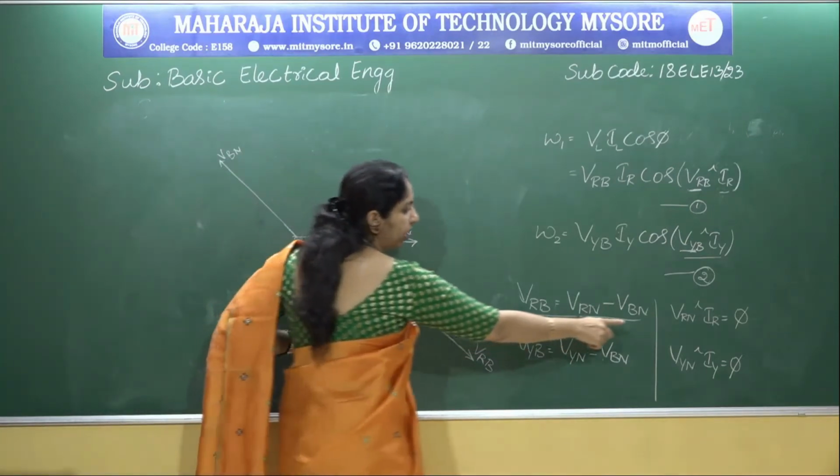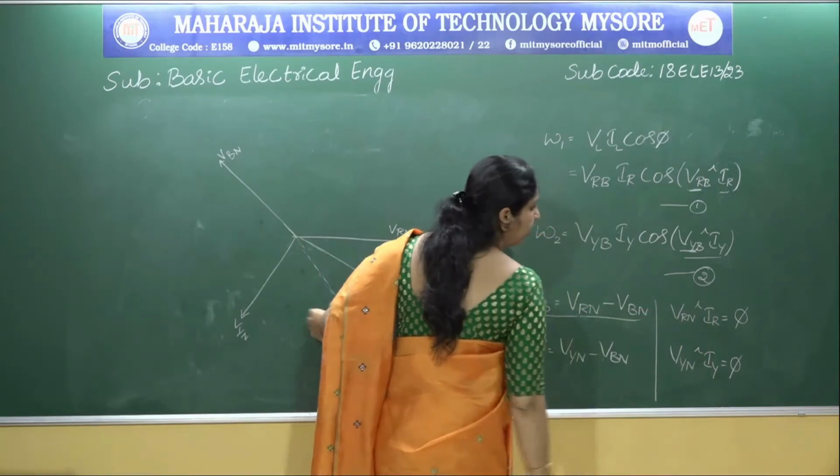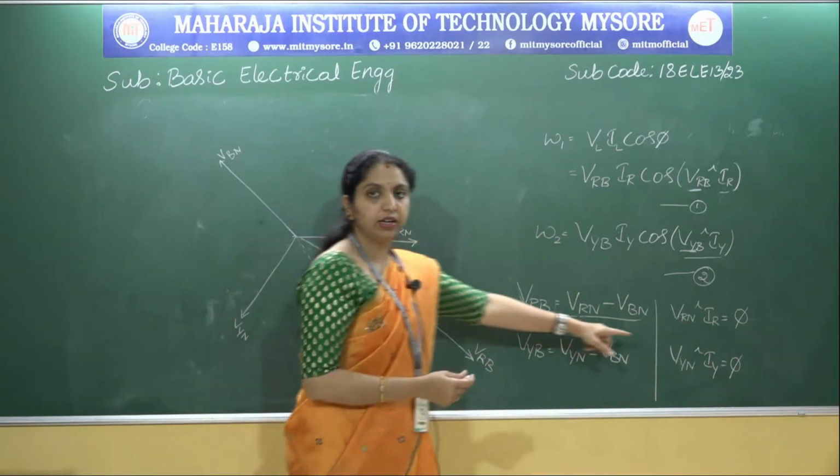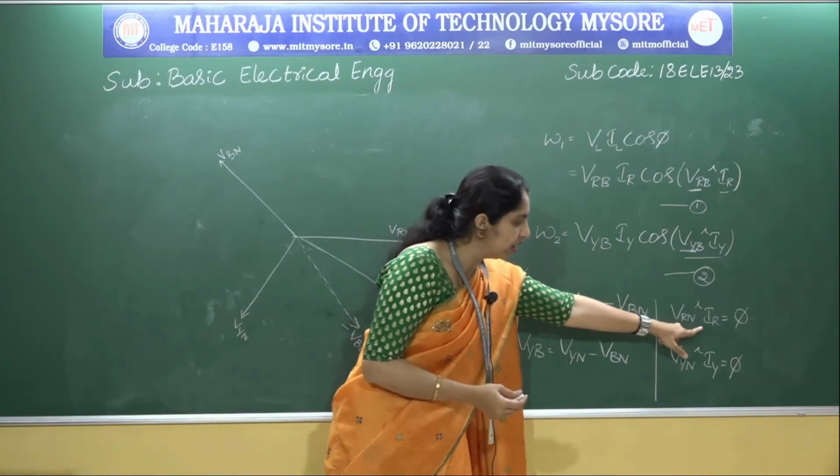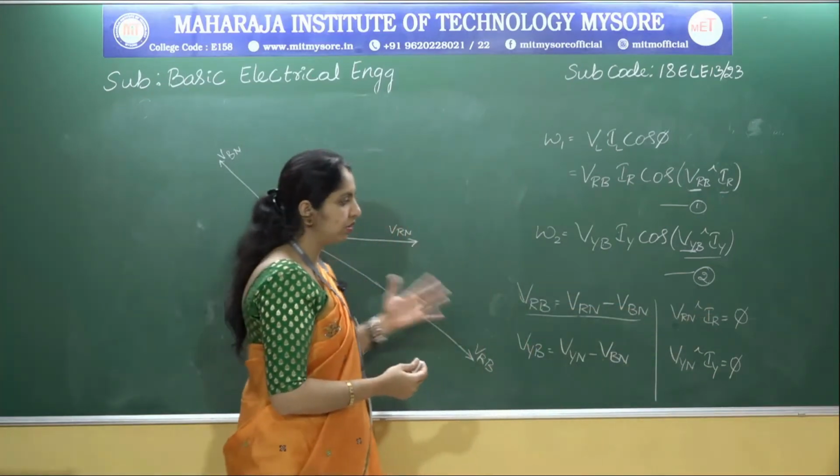Now we need to have this phi. Where can we have phi? That means the angle difference between VRN and IR is equal to phi. We have just assumed this as phi.